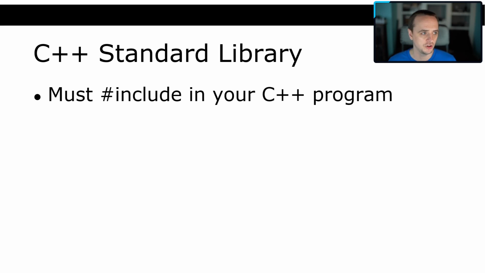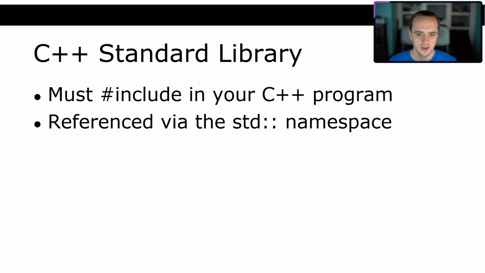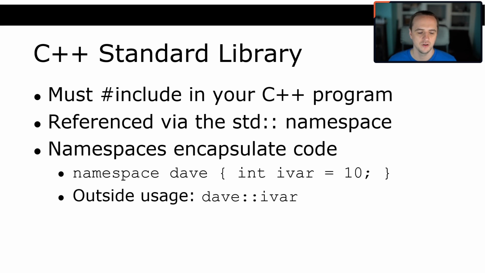You must include whatever you want in the standard library in order to use it. It's referenced via the std:: namespace, and a namespace just encapsulates some sort of code. So if you're writing a library like the standard library, let's say I wanted to write the Dave library, and the Dave library has a bunch of variables, it has a bunch of functions. What I can do is I can wrap all of that stuff in what's called a namespace.